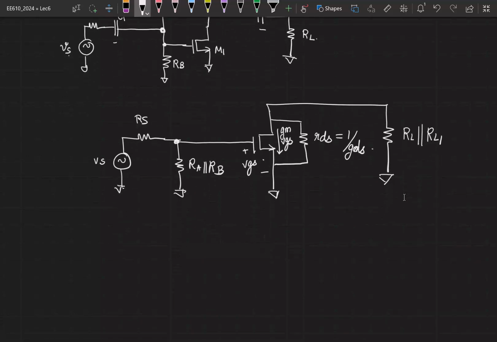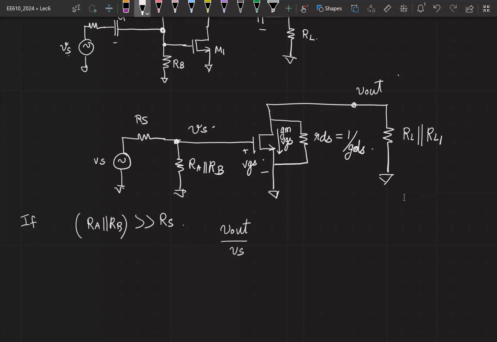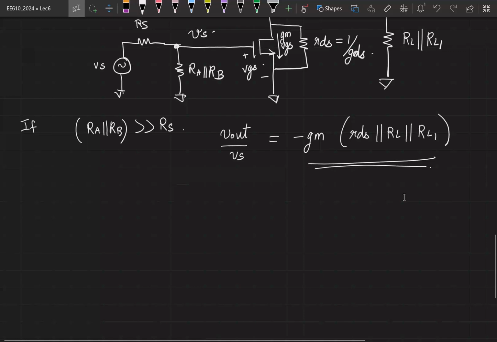Now, as usual, we will simply assume that RA parallel RB was much greater than RS. Then can you give me the expression for gain? This is V out. This is Vs. What is V out by Vs? This is minus GM times RDS parallel RL parallel RL. Is that okay for everyone? So has your gain now increased or decreased? Decreased, right? Now what is the ideal scenario in terms of the load resistor if I wanted to maximize the gain?